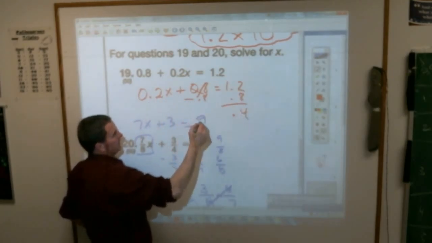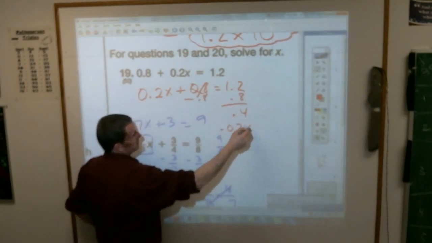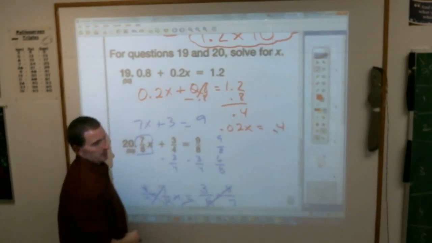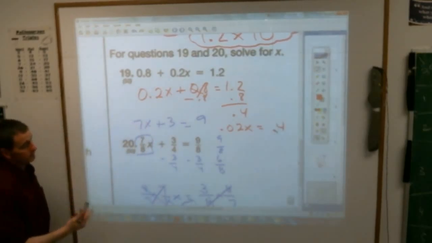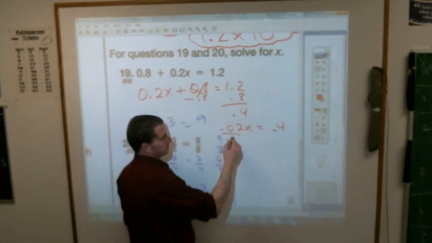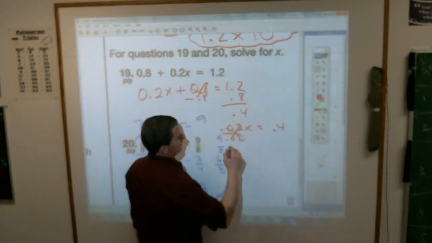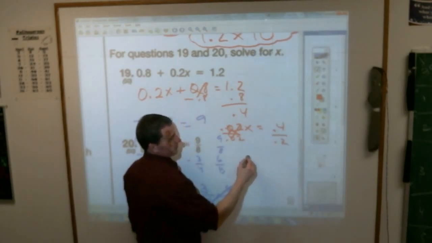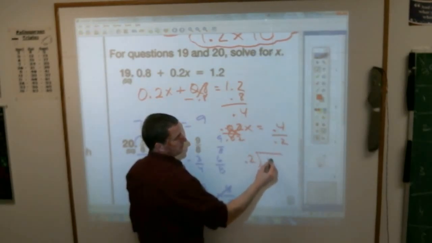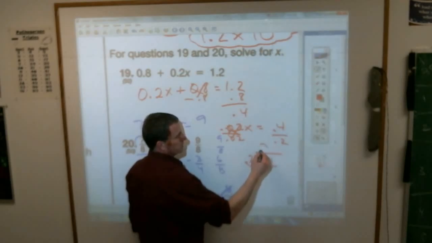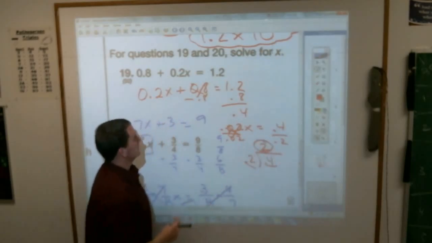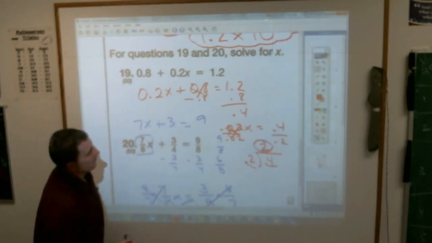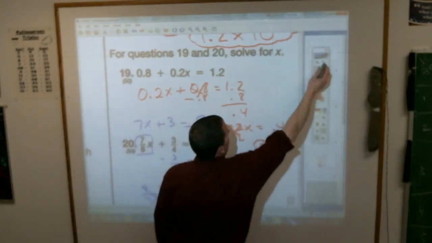And now, Madison, I have 0.2x still on this side equals 0.4. How do I get the x by itself? I'm going to divide by 0.2. What is 0.4 divided by 0.2? Well, we might have to do this out. 0.2 into 0.4 is 2 into 4, which is 2. I hope that worked. Is that right? Am I close?